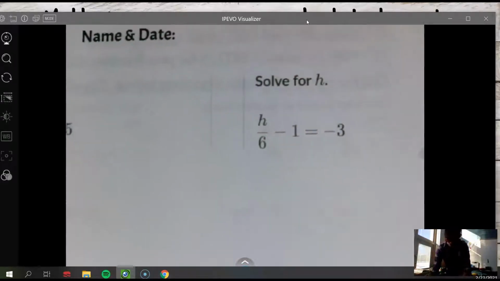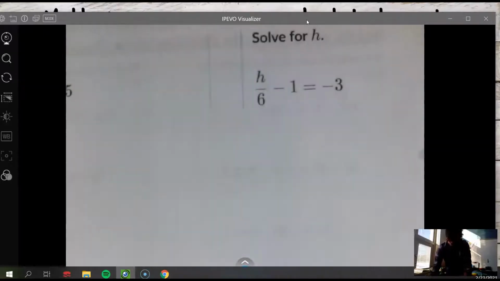And H. That was Charlie. Charlie, what do we want to do first here? Sorry, I couldn't hear you. Pass. So think about what has been done. Let me ask you a different question then. What's being done to H? The first thing we see, if we just ignore everything else, what's this?